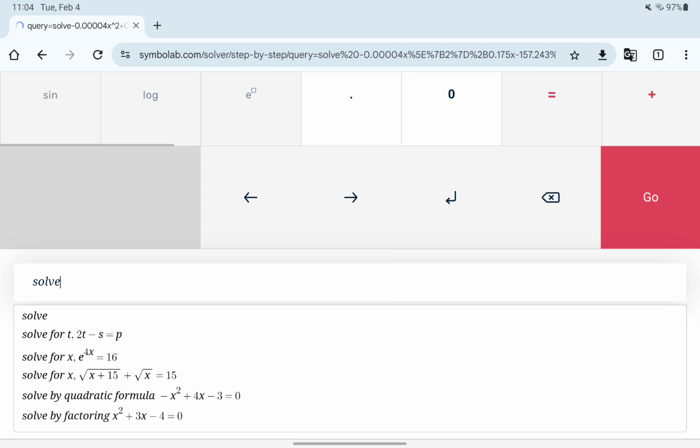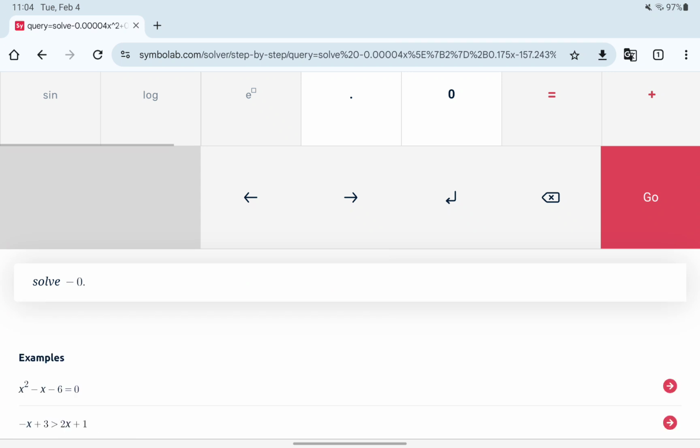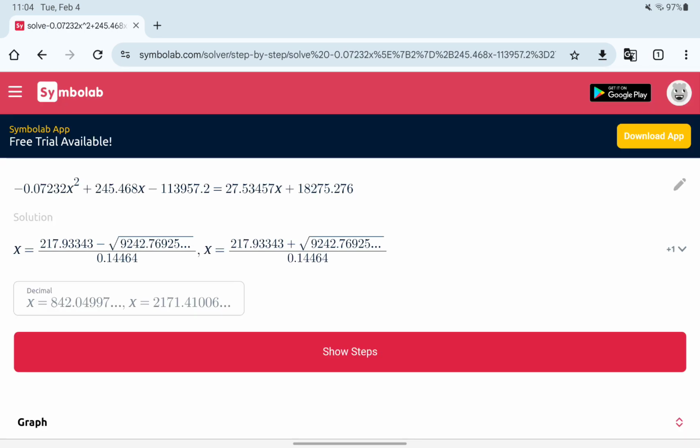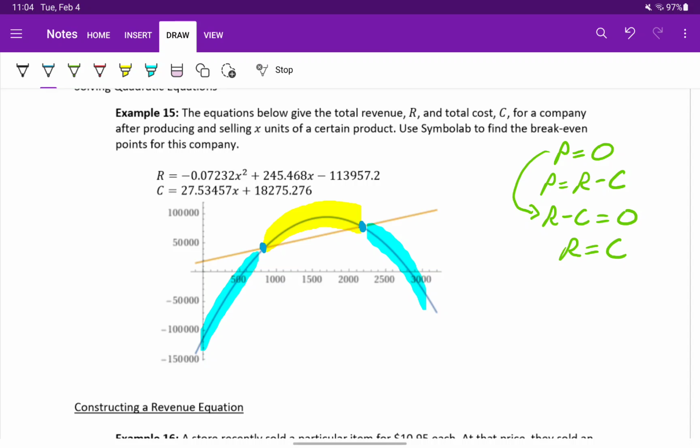In Symbolab, we'll take a very similar approach. We'll solve our first equation, but then instead of setting this equal to 0, we input the revenue equation, so now we'll input the cost equation. And solve to get production levels of 842 units and 2,171 units.